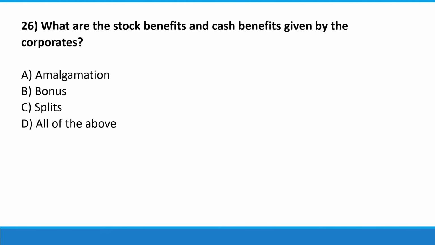What are the stock benefits and cash benefits given by the corporates? Option A, amalgamation, option B, bonus, option C, splits, and option D, all of the above. The correct answer is option D, all of the above.